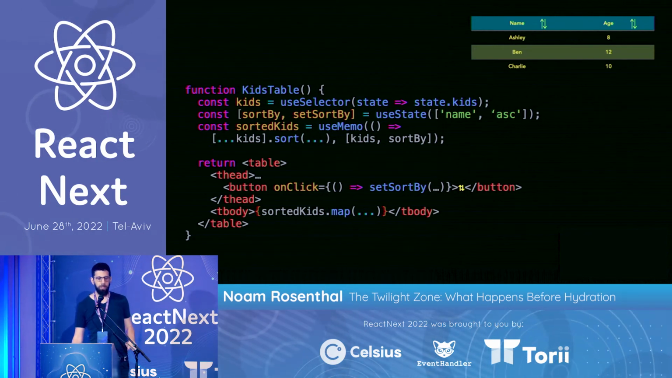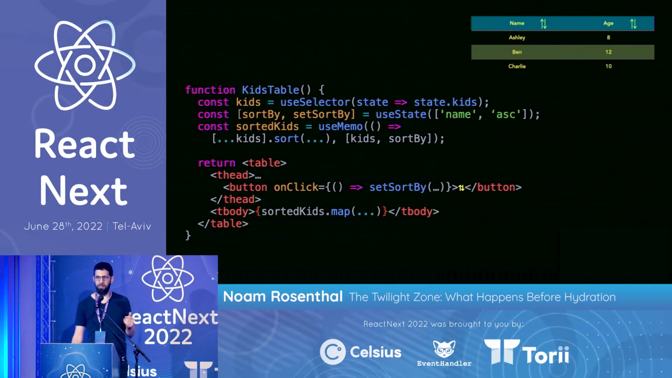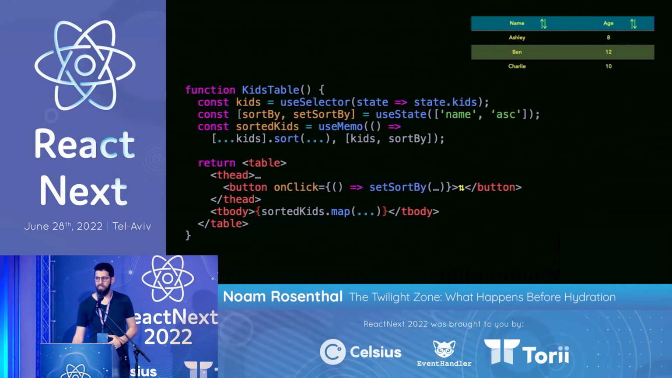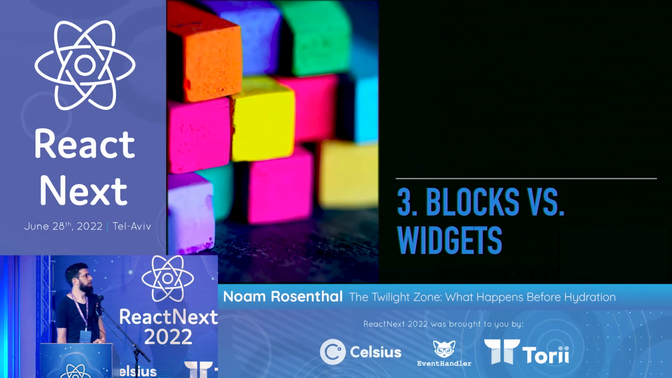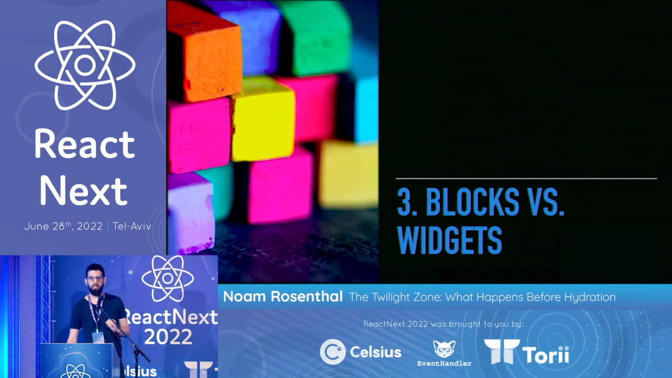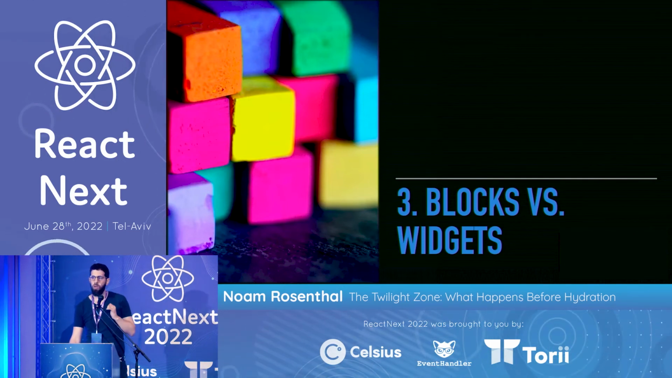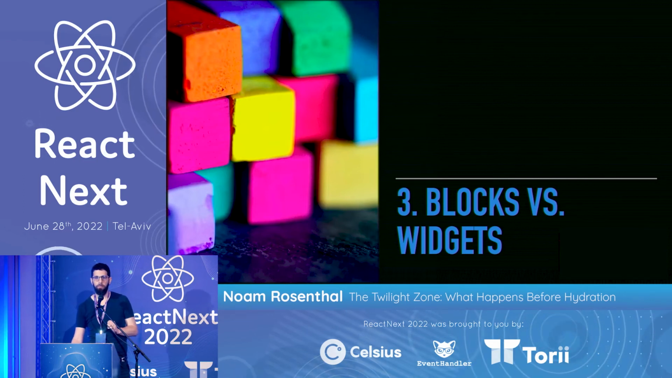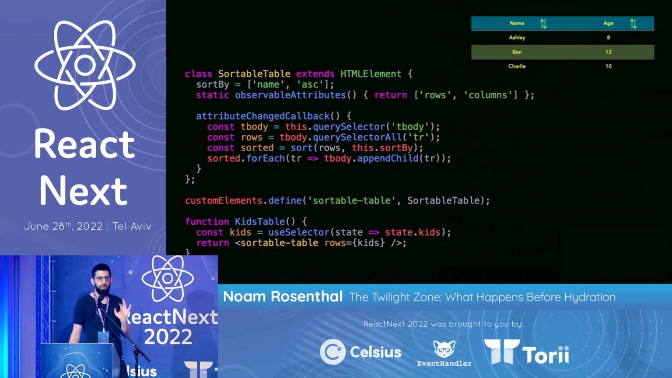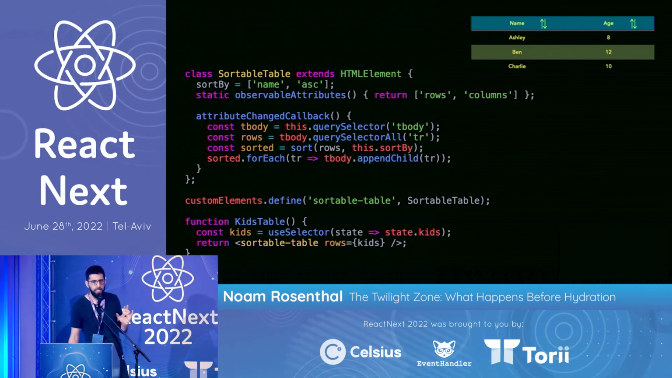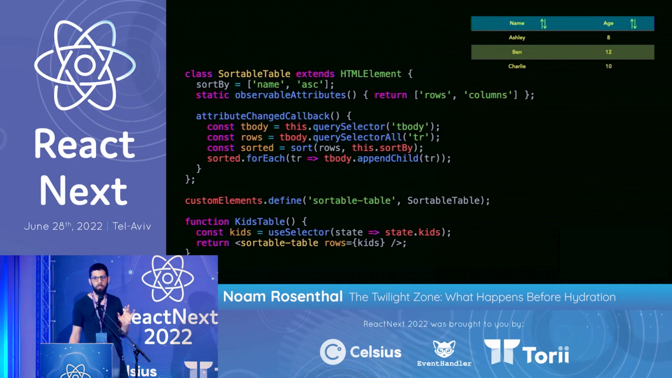So the sort button wouldn't work until hydration. Not fun for users. You got used to me saying this. So for this, we're going to use the third principle, which is blocks versus widgets. Now this is how I would do some things like a table widget.